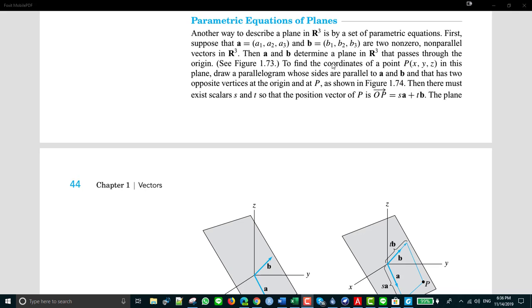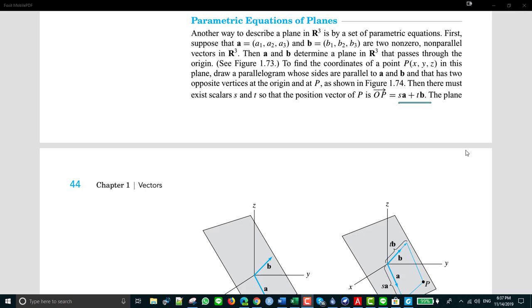So they say that to find the coordinates of a point P, (x, y, z), in this plane, draw a parallelogram like we have here, whose sides are parallel to A and B, and that has two opposite vertices at the origin and at P. So you have one here and one here. Then there must exist scalars S and T, so that OP can be obtained by taking a multiple of B and a multiple of A. So that's what this says here.